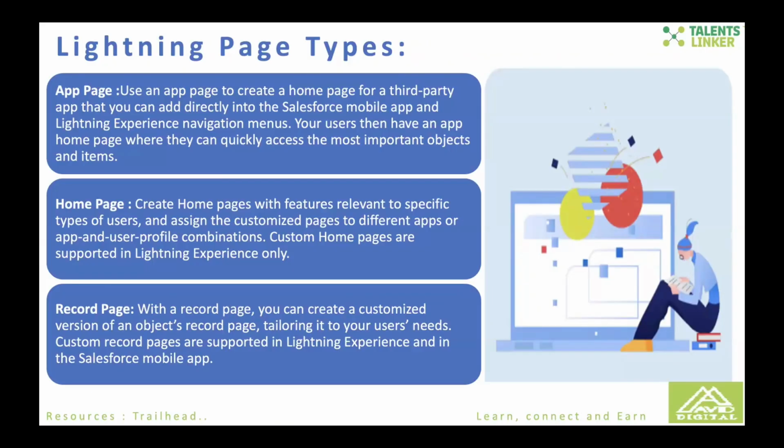You have the app page that will help you to create a home page for a third-party app that you can add directly into the Salesforce mobile app or the Lightning Experience application menu. Your users then have an app home page. There is a home page where anytime we land on our application, that is where we have the home page that you can use Lightning App Builder to edit, to make some events accessible.